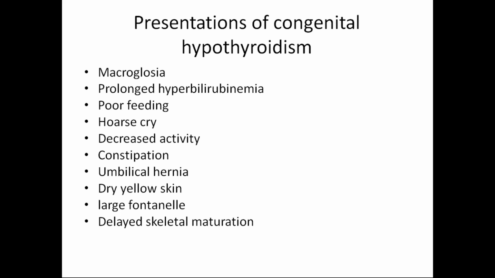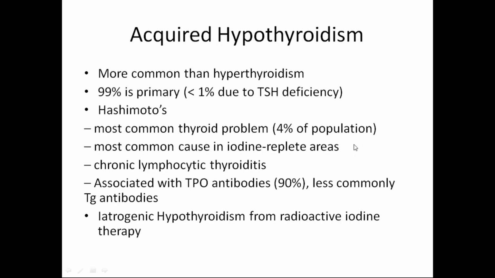And poor feeding, lethargy, coarse cry, decreased activity, and constipation, as we discussed, the peristalsis gets hit, and so the constipation. And umbilical hernia, due to weakness of the abdominal muscles, and yellow dry skin because of the accumulation of myxedematous tissue over the skin, and large fontanelles. Patent fontanelles don't get closed because skeletal maturation is a function of thyroxine hormone, and when thyroxine hormone is deficient, your skeletal maturation gets hit. Again, delayed skeletal maturation, as such the growth gets hit. Okay, all these are features of congenital hypothyroidism. Now coming to the, yeah, we'll do the treatment later.